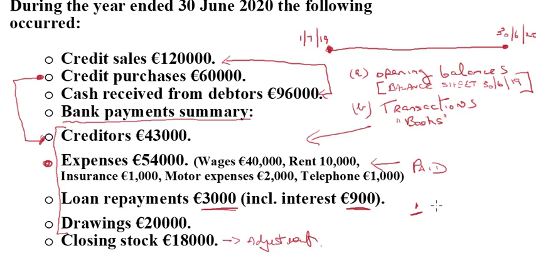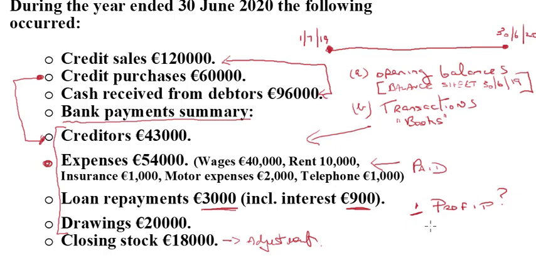I suppose we want to find out what the profit of the business is. That's the purpose of accounting. That's why we're doing these final accounts or financial statements. So we want to know, what is the profit? And we work that out in what we call a profit and loss account.